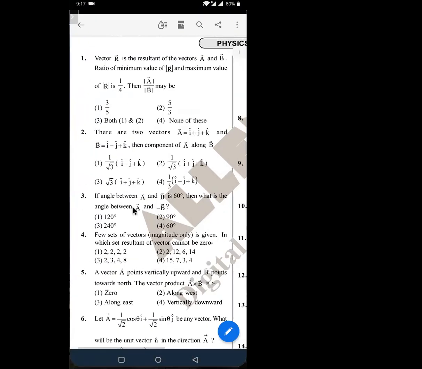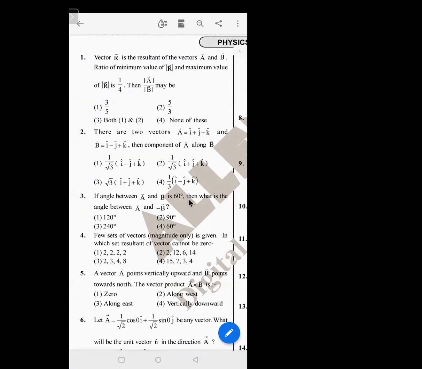Okay, question number 3. If the angle between A bar and B bar is 60 degrees, then what is the angle between A bar and minus B bar?